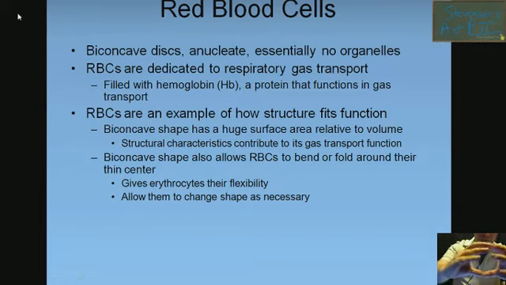However, if I open my hands like this, I've got the same amount of surface area as I had before, but a lot more volume. You can see it better that way maybe. Here, a lot of surface area, not a lot of volume because there's barely even a hole there. Here I open it up, same amount of surface area, but not nearly as much volume. The biconcave shape allows the red blood cells to bend or fold around their center. It gives erythrocytes their flexibility and allows them to change shape as necessary.